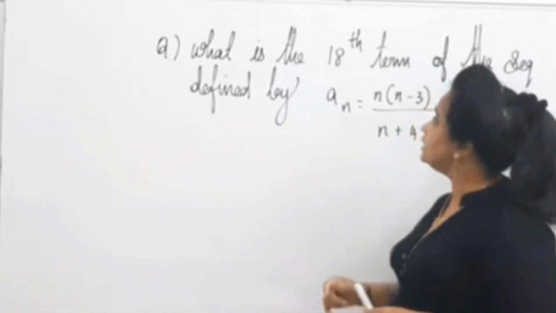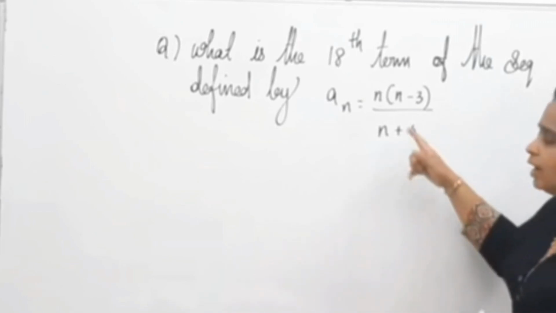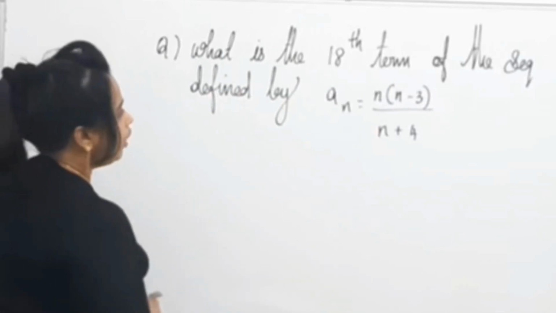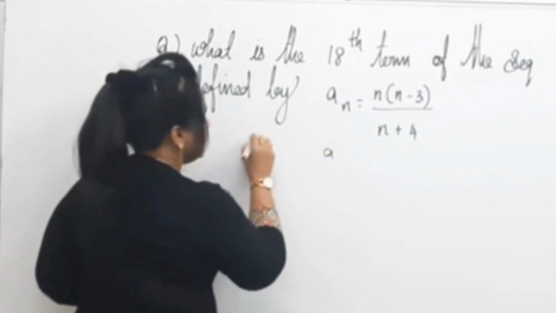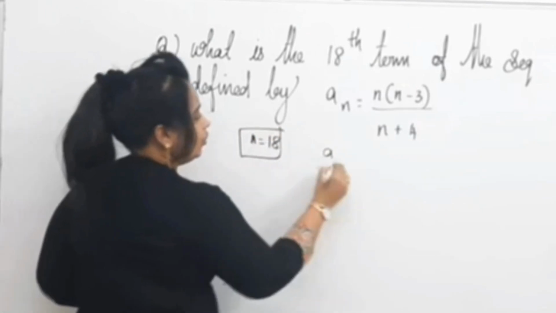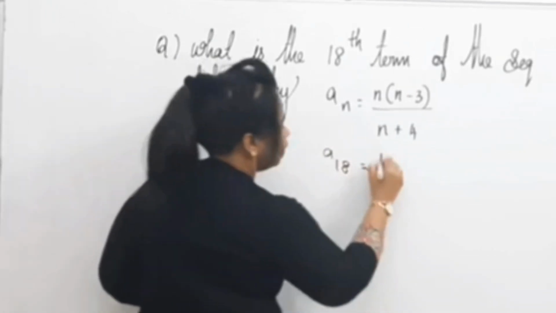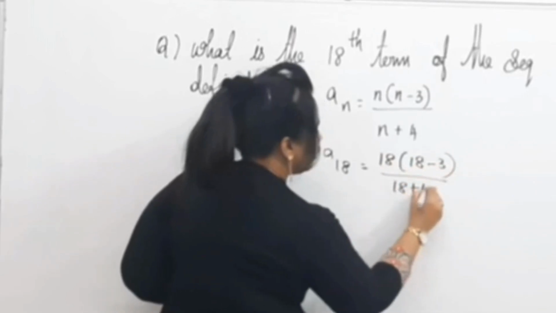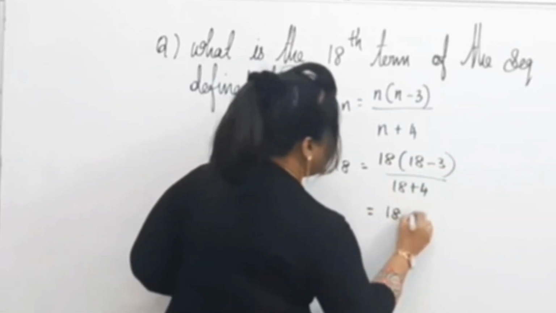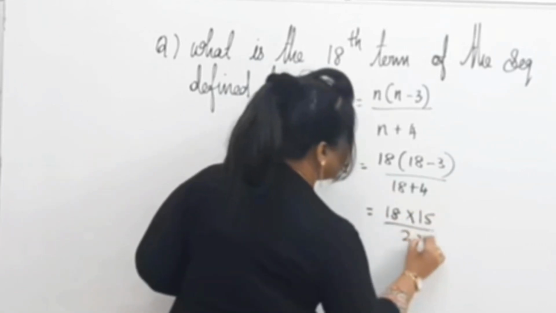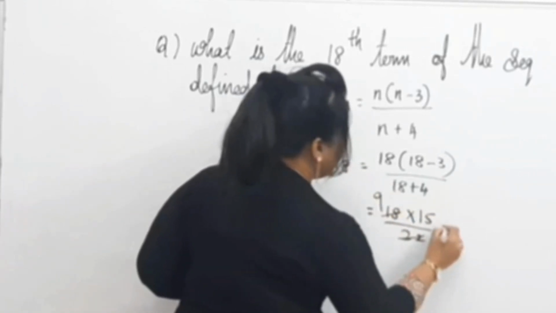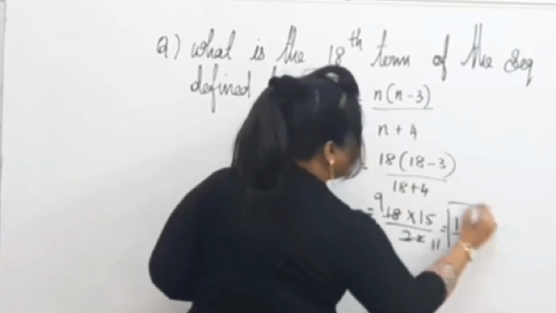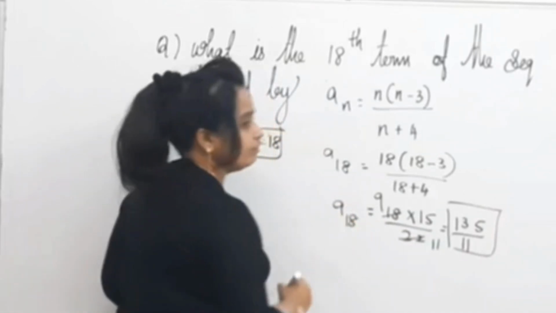Next question is, what is the 18th term of the sequence defined by a_n = n(n - 3)/(n + 4)? So I want the 18th term, that means n = 18. So I will write a18 = 18 × (18 - 3)/(18 + 4), that's equal to 18 × 15/22. Cancel it: 9 and 11. 9 fives are 45, 9 ones are 9, 9 plus 4 is 13, divided by 11. So my 18th term is 135/11.